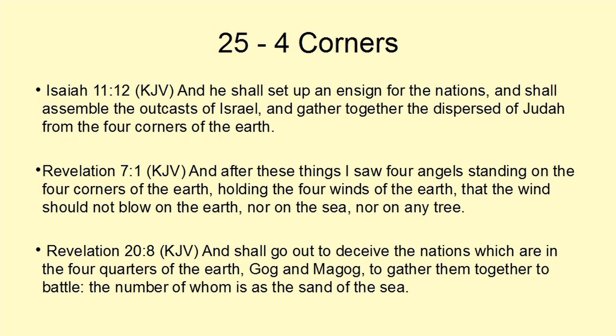Number 24, Four Corners. Isaiah 11:12. And he shall set up an ensign for the nations, and shall assemble the outcasts of Israel, and gather the dispersed of Judah from the four corners of the earth. Revelation 7:1. And after these things I saw four angels standing on the four corners of the earth, holding the four winds of the earth, that the wind should not blow on the earth, nor on the sea, nor on any tree. Revelation 20:8. And shall go out to deceive the nations which are in the four corners of the earth, Gog and Magog, to gather them together to battle, the number of whom is as the sand of the sea.